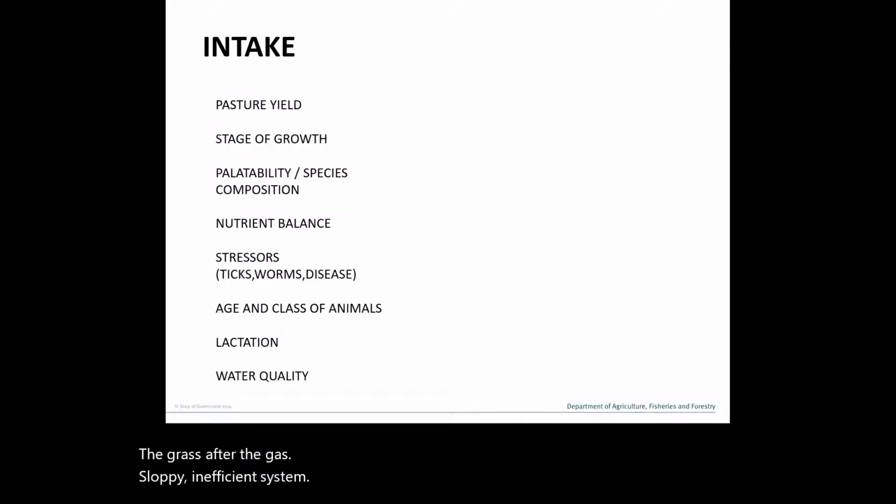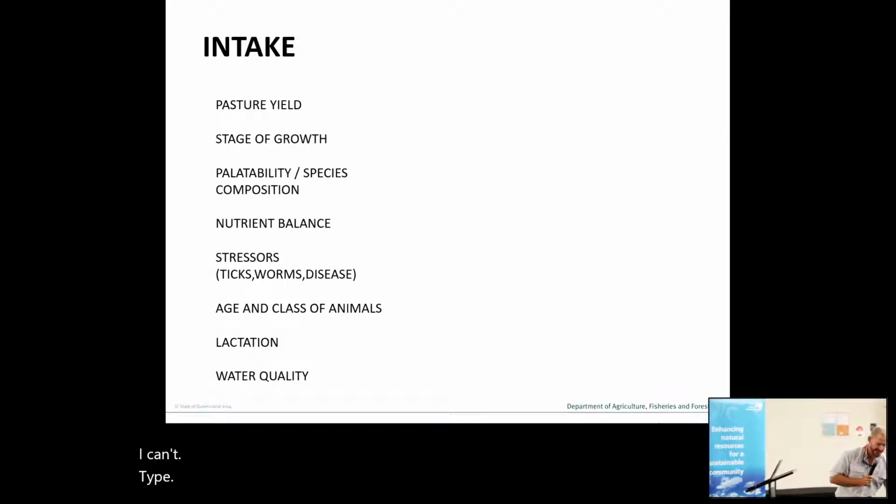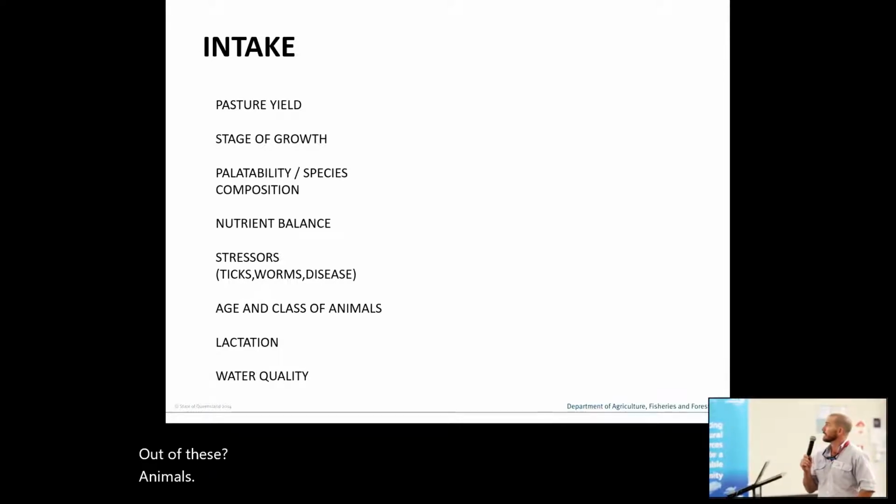Okay, so what influences intake? There's a couple of factors here, for the intake of these animals that we look after. The first one is pasture yield, how much bulk we have. If we have more bulk, then we have more selection within that bulk. The larger amount of grass we grow, the more leaf they can access, because there's more nutrition in leaf than stem.